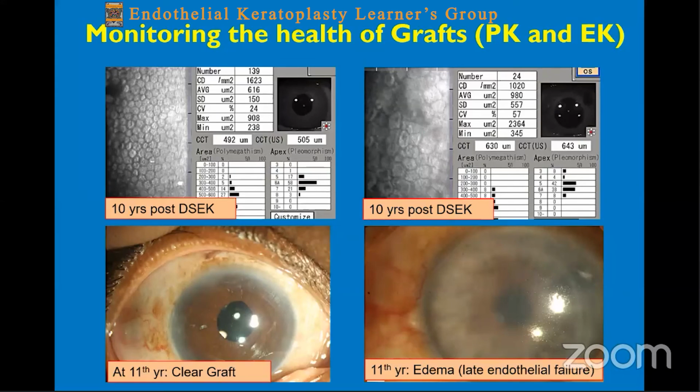Now, the same patient, when they position the patient with a healthy-looking endothelium, had a crystal clear graft, but the one which had increased pleomorphism, this patient landed up in the 11th year with edema, or late donor failure, or endothelial failure. So, to know the status of the graft, it would be good to monitor with serial endothelial specular microscopy in all grafted patients.